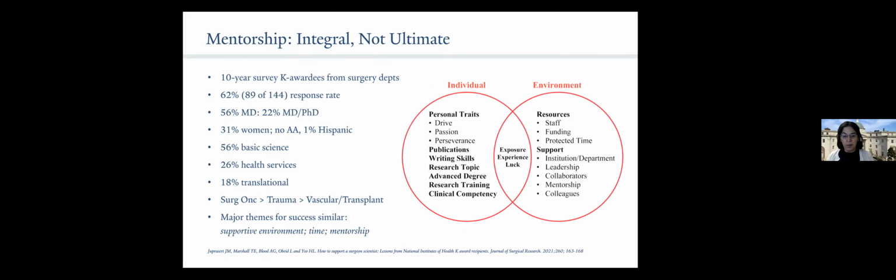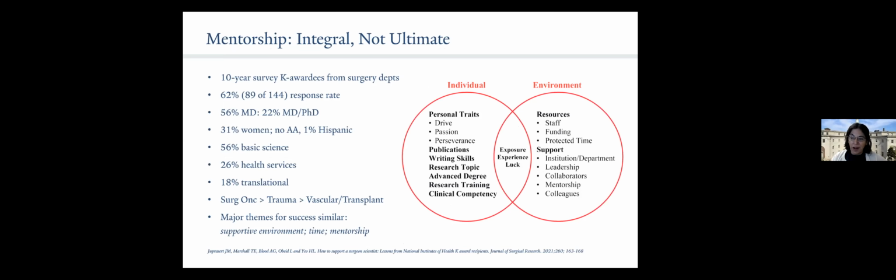So this is a paper that looked at K awardees. Now these are surgeons who did get funded, and it's a 10-year survey of K awardees from surgery departments. You can look at the individual characteristics and environmental characteristics. And what appears is there are many important pieces, certainly, as Dr. Loewy mentioned, personal traits.